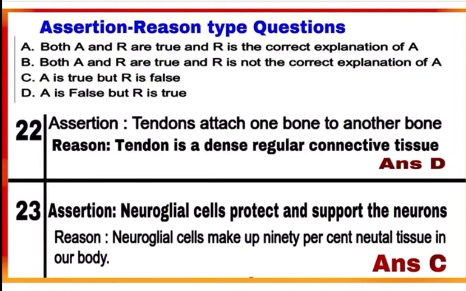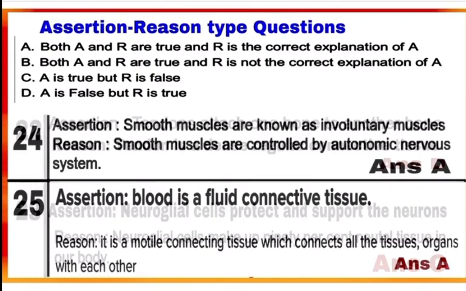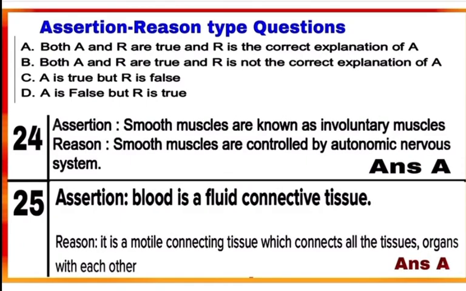Neuroglial cells make up 90% neural tissue in our body. This is the false statement. Neuroglial cells make up 50% of neural tissue in our body. So, correct answer is C. Here A is true but R is false. Question 24. Assertion statement. Smooth muscles are known as involuntary muscles. This is the correct statement. See the reason. Smooth muscles are controlled by autonomic nervous system.